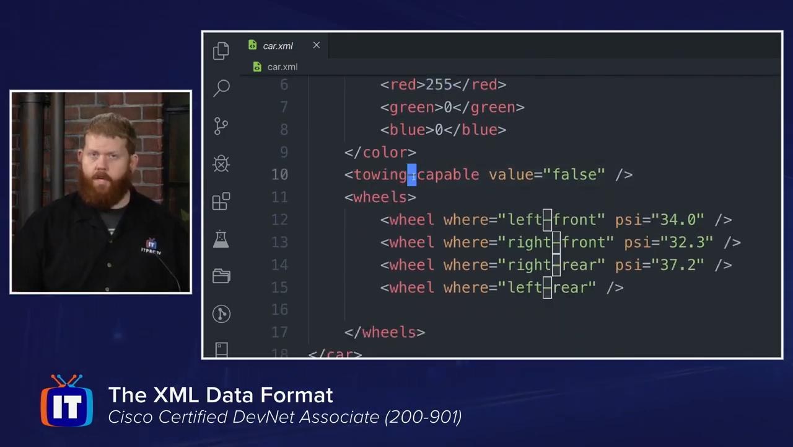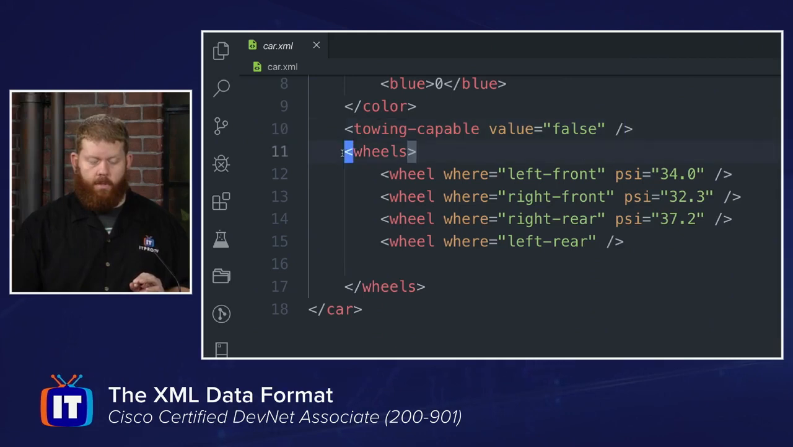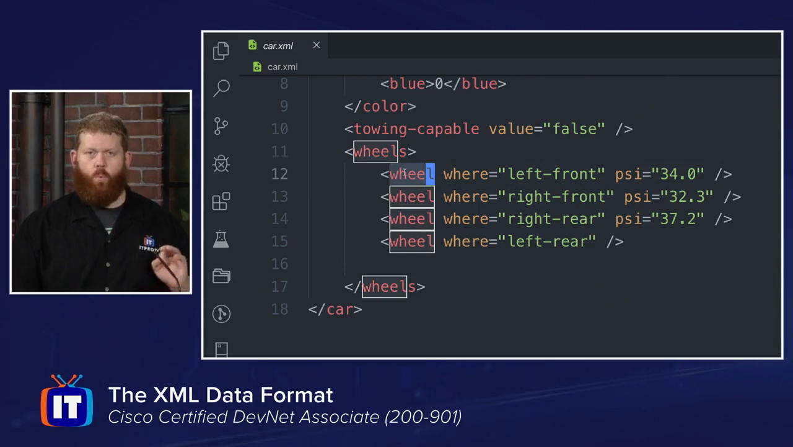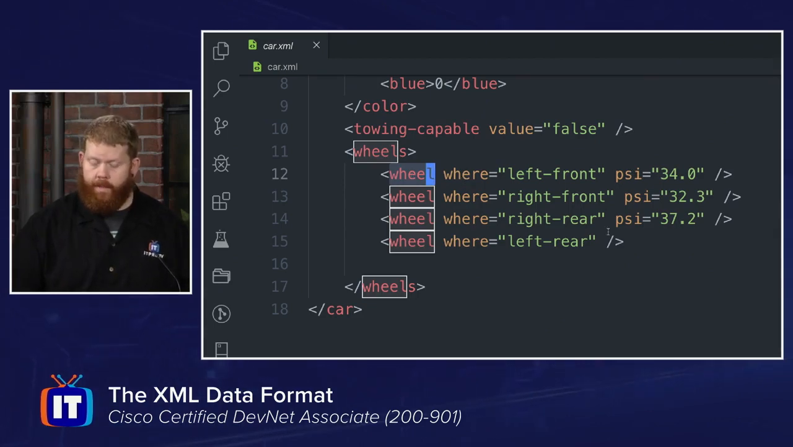Likewise, I have tow-capable. Notice the dash there. That's perfectly fine. Open and close. This is a self-closing tag. Wheels has an open and a close tag. And then I have multiple wheel nodes or wheel leaves or wheel children of this wheels tag. And these are all self-closing. Wheel, and they all have a where, but only three of them have a PSI.